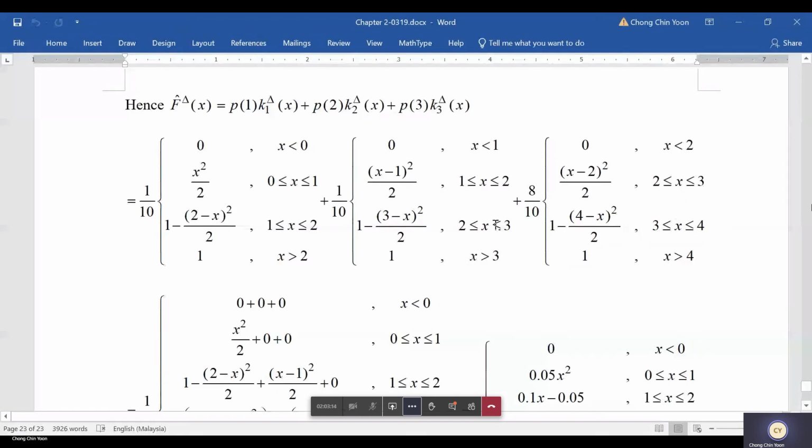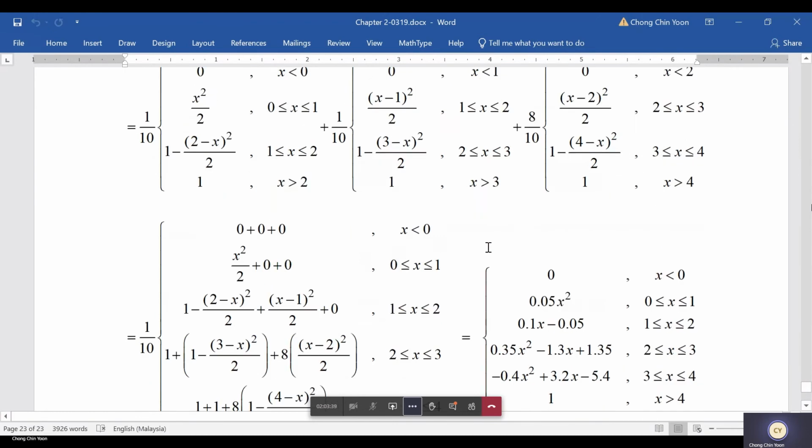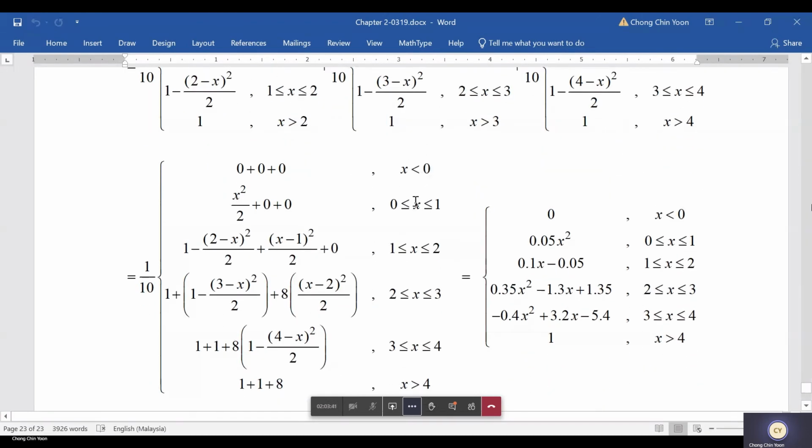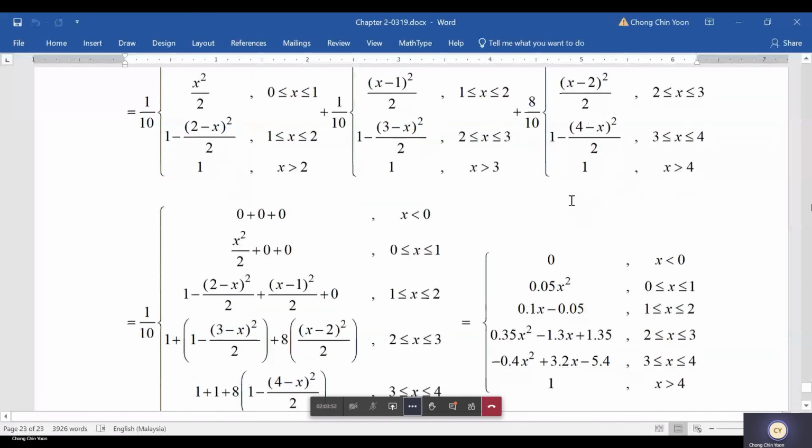Right? So first of all, you have to multiply. From this formula, you have to take the probability and multiply by the k value. Then you have to sum up the three piecewise functions. These three piecewise functions also give you different intervals, so before you sum up, you have to convert to the common interval first, so that all the piecewise functions can be summed up.